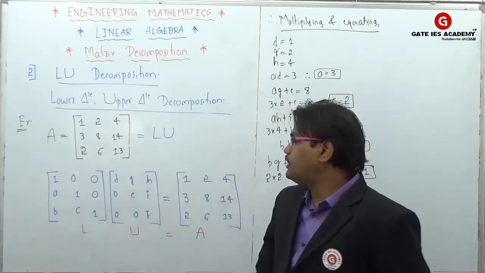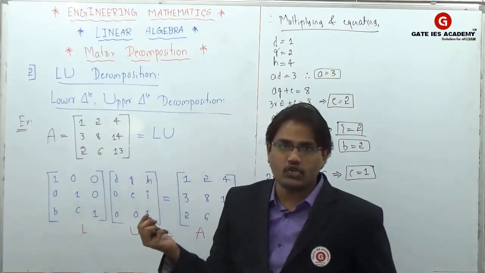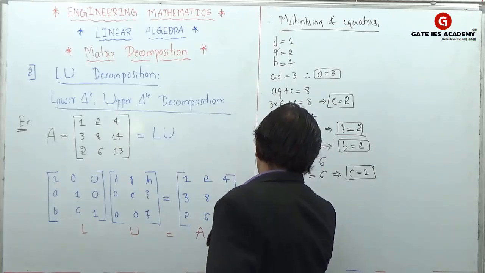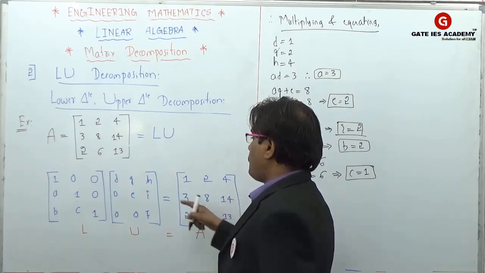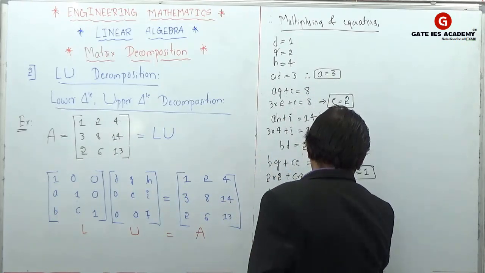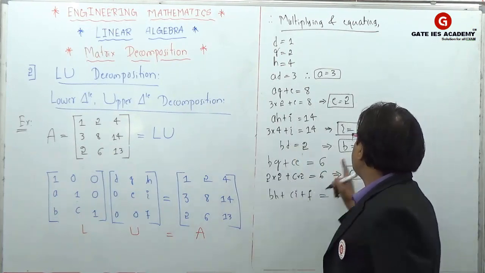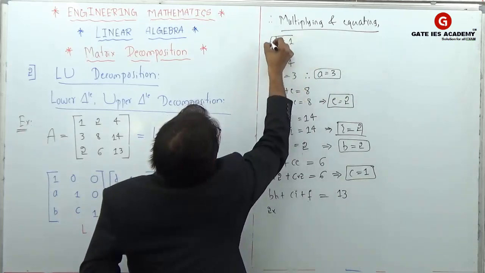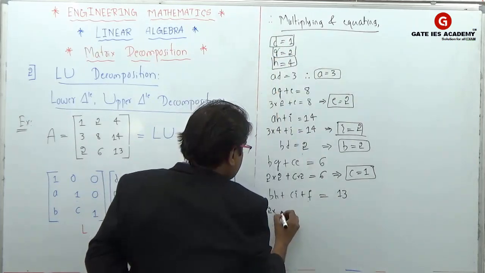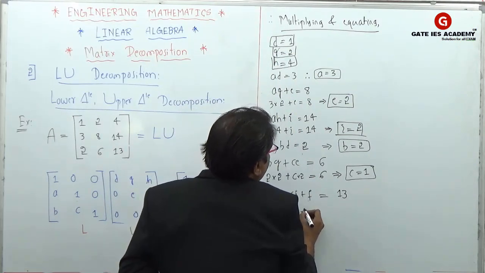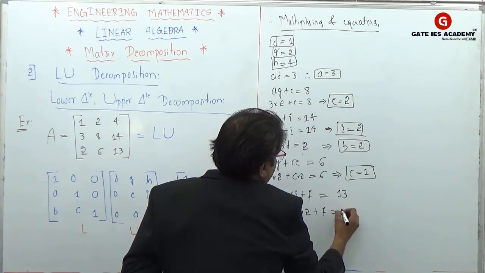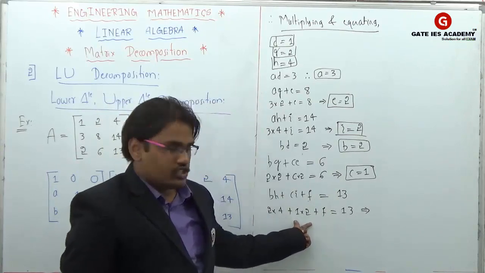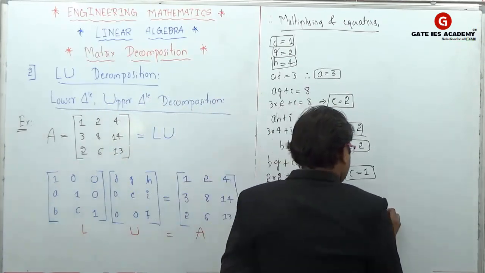Then multiply B, C, 1 with the last column, the third row, third column element. That is BH plus CI plus F, which must equal 13. B is 2, H is 4, C is 1 and I is 2, plus F unknown equals 13. Two 4s are 8, 8 plus 2 is 10, so 13 minus 10 is 3. Therefore F is 3.